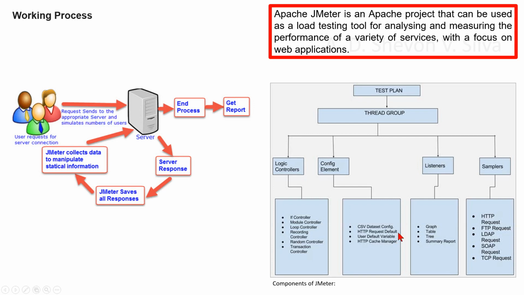HTTP request defaults. This config element is very useful for specifying the default values for HTTP requests. To guide you more, take an example where we need to hit 50 different requests at a Google server. In this scenario, we add the HTTP request defaults, and we need not specify server name, path, or any other properties like port number, connection timeout properties. Whatever is specified, the HTTP request defaults config element is inherited by all HTTP requests.